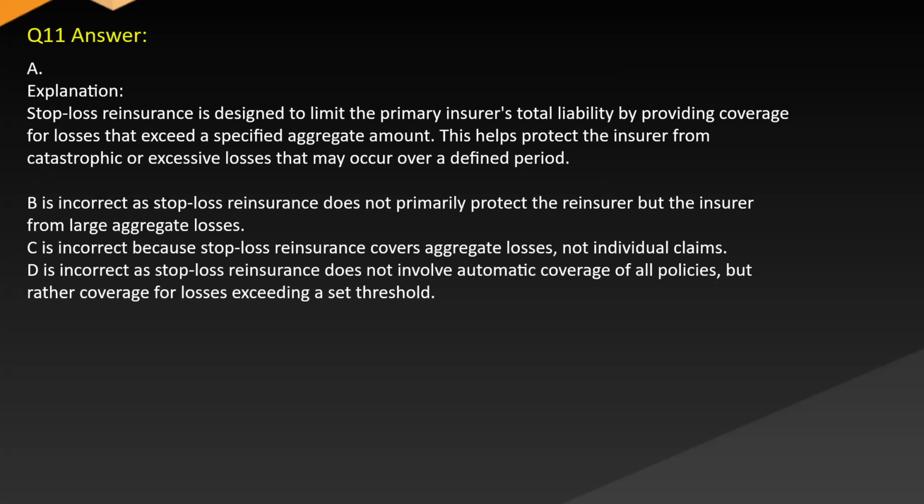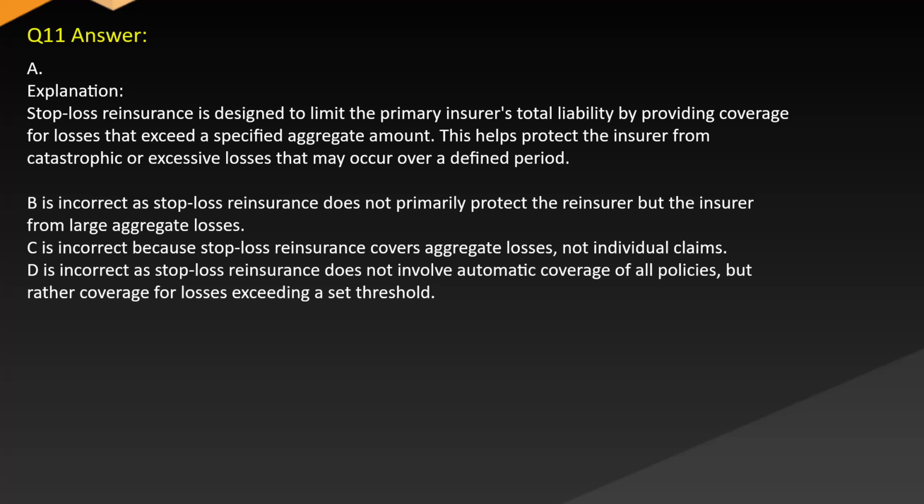Answer A. Explanation. Stop-loss reinsurance is designed to limit the primary insurer's total liability by providing coverage for losses that exceed a specified aggregate amount. This helps protect the insurer from catastrophic or excessive losses that may occur over a defined period.